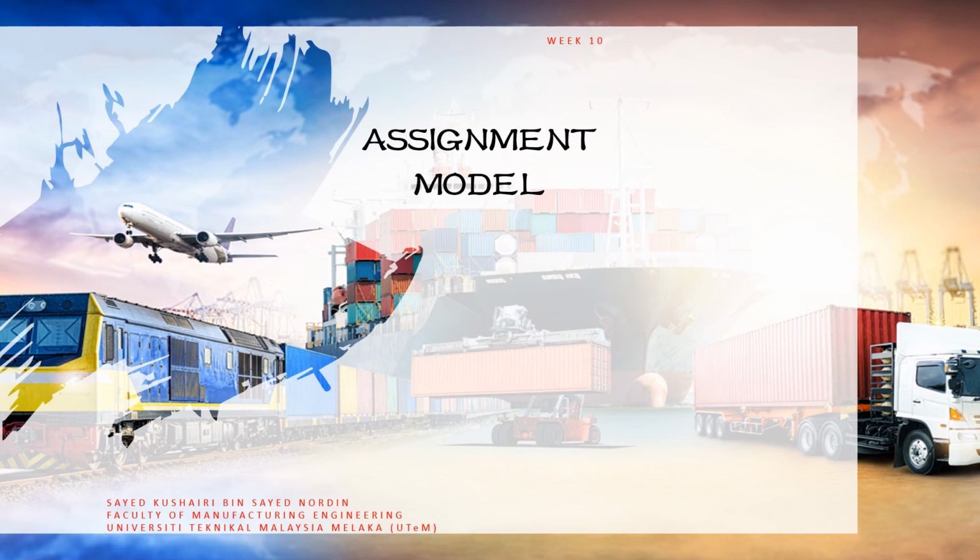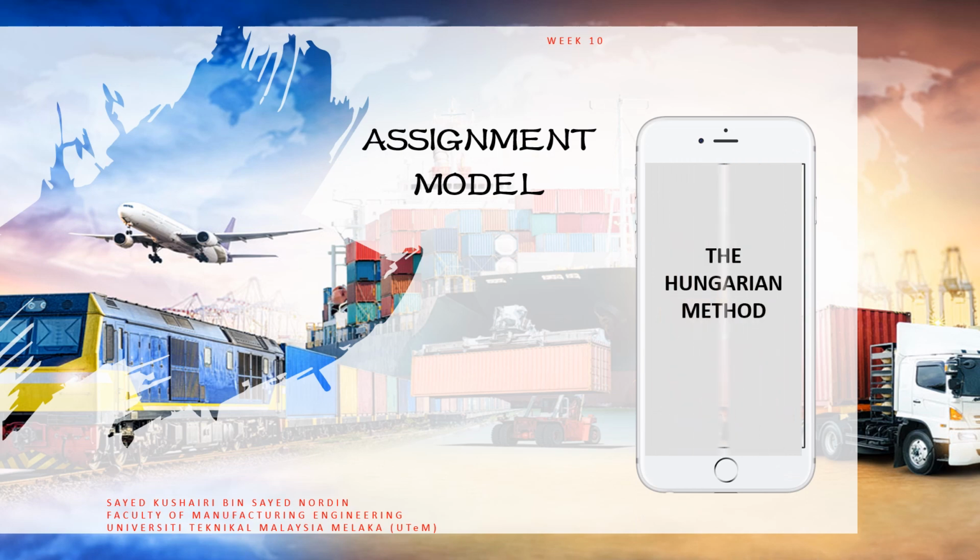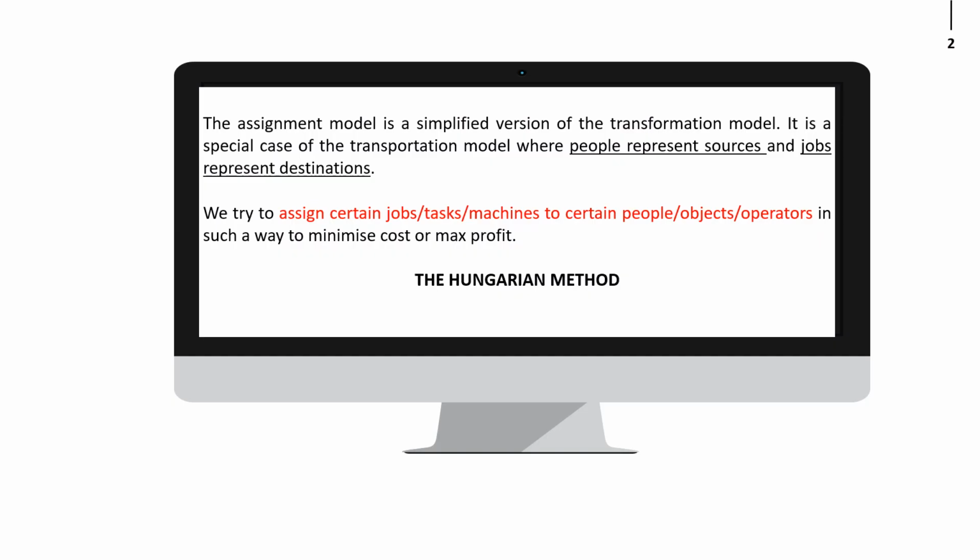Hi, in this video I will explain the assignment model, to which the Hungarian method will be applied. The assignment model basically is a simplified version of the transformation model. It is a special case of the transformation model where people represent sources and jobs represent destinations.